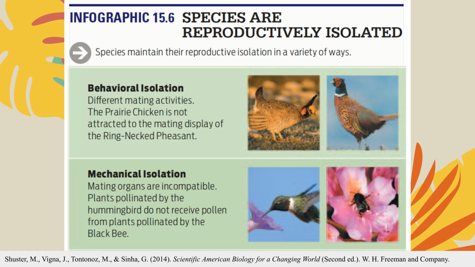This slide shows behavioral and mechanical isolation. Behavioral isolation occurs when species have different mating displays. The prairie chicken does not respond to the mating display of the ring-necked pheasant. Mechanical isolation happens when reproductive structures do not fit or function together. For example, plants adapted for hummingbird pollination cannot be pollinated by bees. In both cases, mating or fertilization fails because the systems are incompatible.